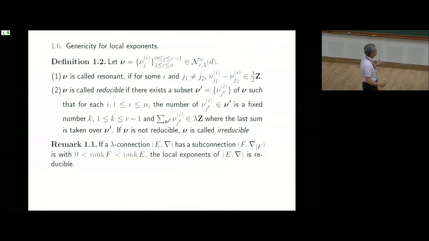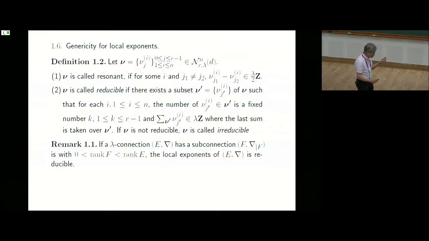And also another condition is called reducible. If there is a subset nu prime of nu, and this is a little bit complicated, but for each i, the number of the nu ij prime is a fixed number k, and take a sum. Then this sum is in lambda times Z, something like this.